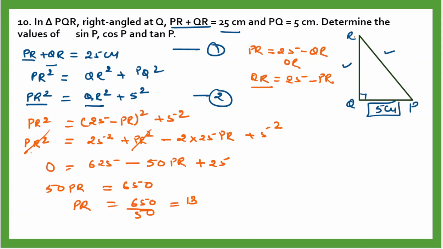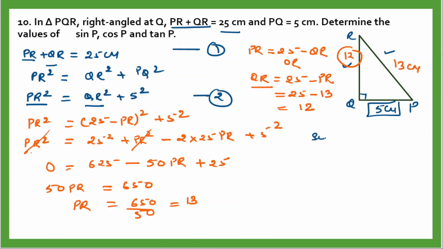Okay. Now you have PR as 13 centimeter, so you can find QR. QR is equal to 25 minus 13, so it is equal to 12. So you have QR is equal to 12 centimeter. Now we can get all the three sides of the triangle. You can easily calculate sin P, cos P and tan P.